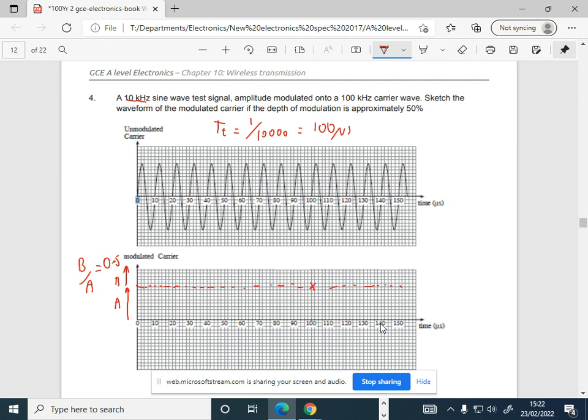One cycle is to there, half a cycle is to there. So it's going to go up to there, down to there. So you'll look on the mark scheme and it's actually done it wrong. They've actually done it as half a cycle. Don't ask me why they get it wrong all the time on mark schemes, but they do sometimes.